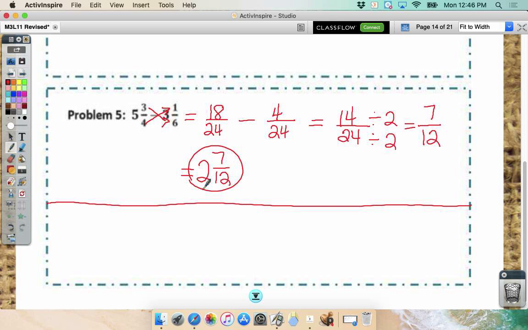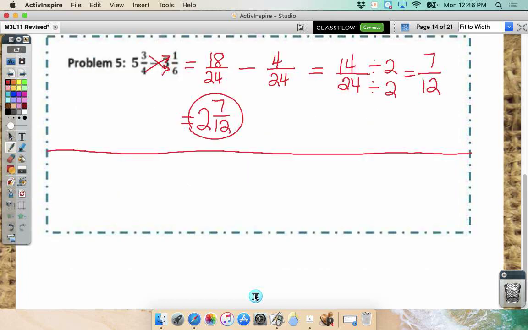I had kids that did that on their exit ticket today. What's another way to do it though? Divide it in half before. So 5 and 3/4 minus 3 and 1/6. Go ahead and write that down again. Okay? So below that line.